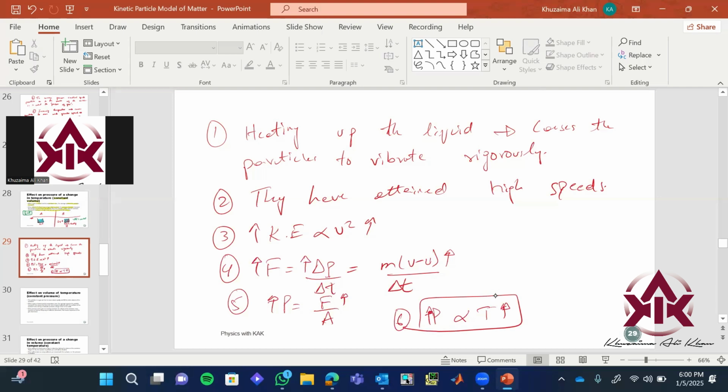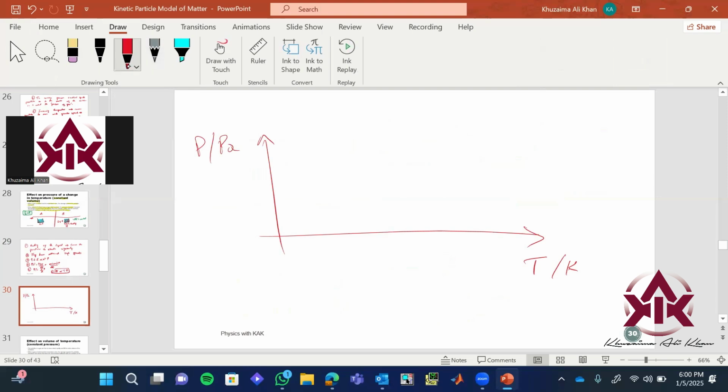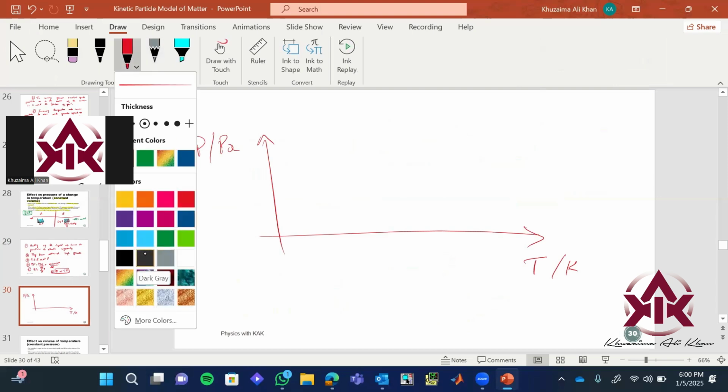So pressure: if your temperature increases, so does your pressure, right? Let me draw the relation over here so it will make more sense. Let's say this is temperature in Kelvin, and this is your pressure in pascals. If I want to draw this relation, it would be as follows.